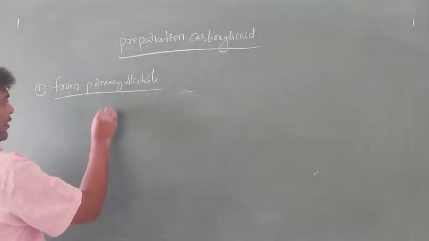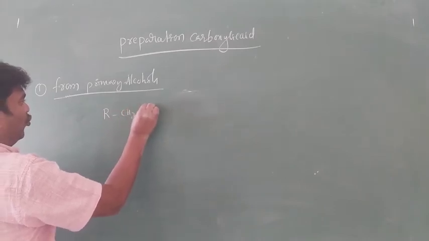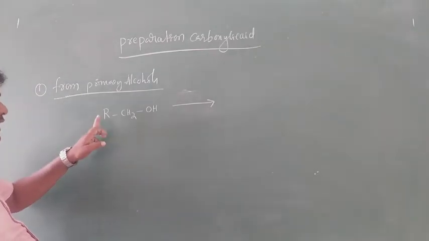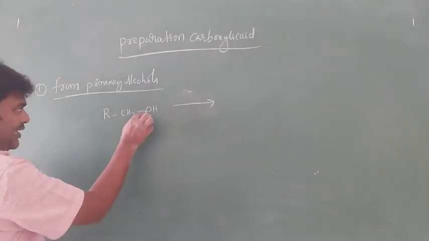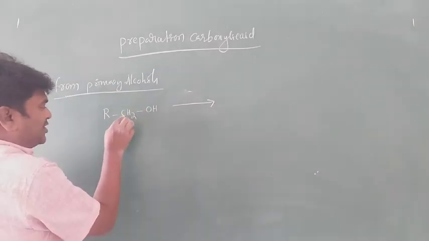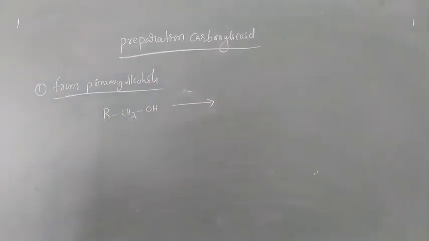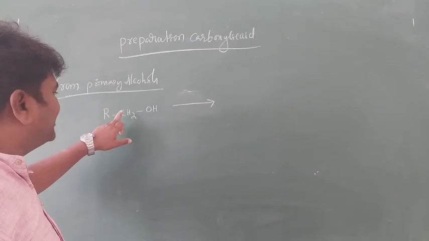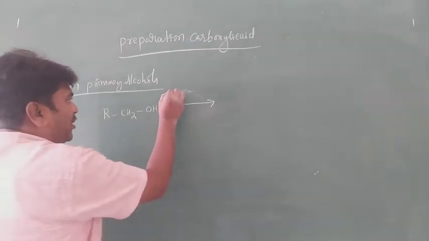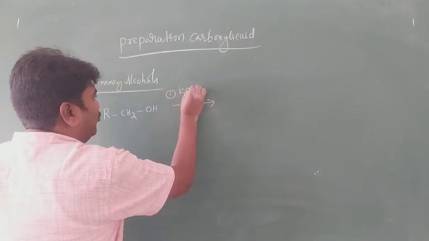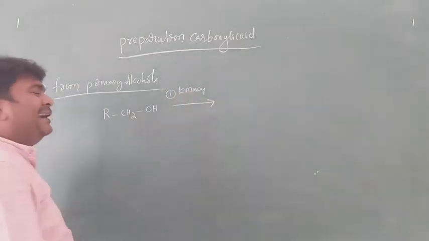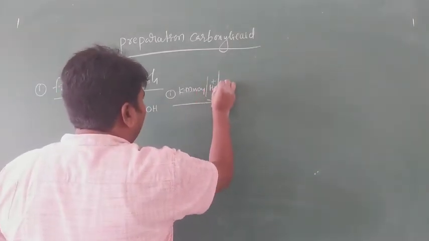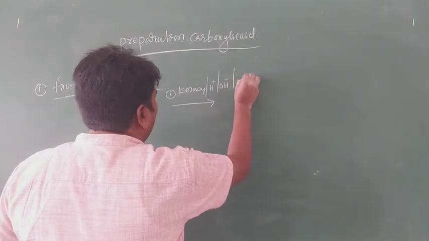So RCH2OH gives rise to primary alcohol. It indicates 1 degree alcohol or primary alcohol. That is, oxygen is attached to carbon. If this carbon is attached to one carbon, that is primary alcohol. If attached to 2 carbons, that is secondary alcohol. If attached to 3 carbons, that is tertiary alcohol. In presence of KMnO4, potassium permanganate, a strong oxidizing agent in acidic medium, basic medium, or neutral medium, anyone.